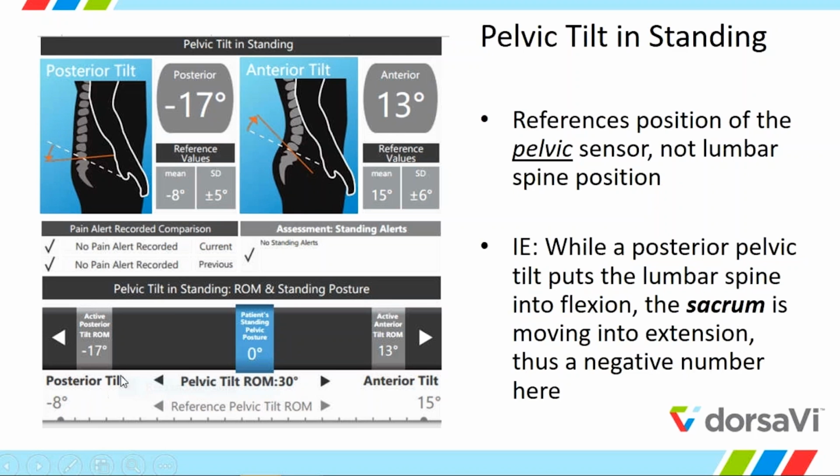and information on why they might be having pain. So underneath there you see that my total pelvic tilt range of motion was 30 degrees, and underneath that in the gray at the very bottom is the reference pelvic tilt range of motion, which is -8 to +15, so I just have a little bit more posterior pelvic tilt than the norms.